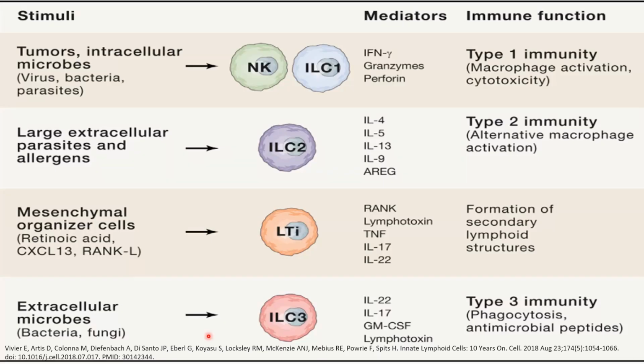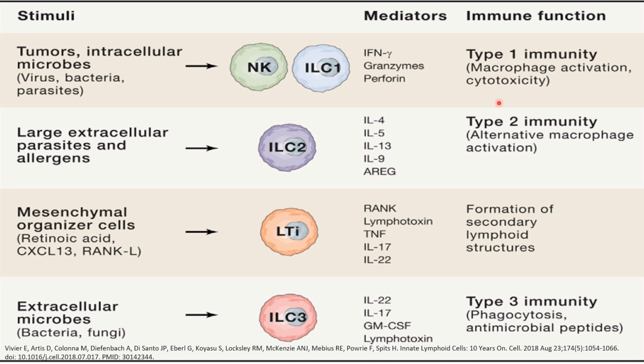In this diagram, we can see the types of innate lymphoid cells. The first type includes natural killer cells and innate lymphoid cells type 1, which are stimulated by intracellular microbes, viruses, bacteria, parasites, and by tumors. They secrete interferon gamma, granzyme, and perforins, and they are responsible for type 1 immunity and stimulation of macrophages towards type 1, M1, which is cytotoxic.